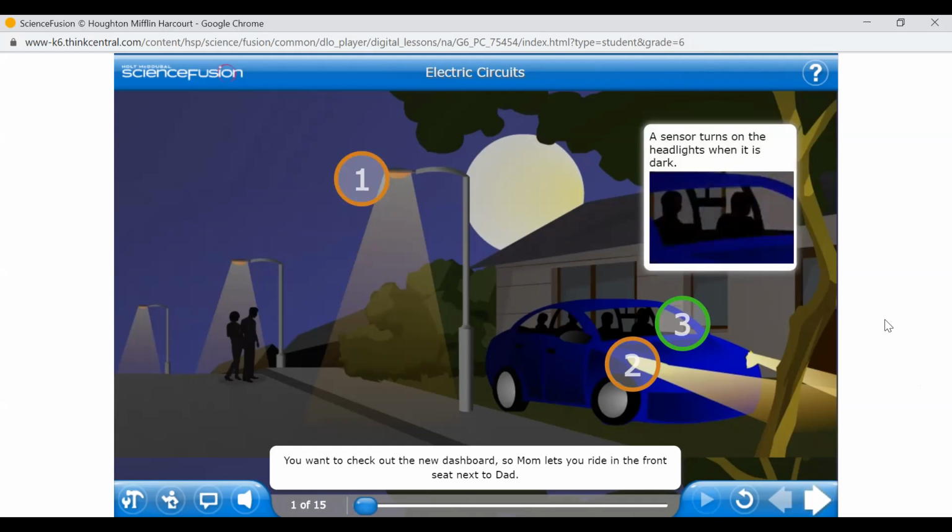You want to check out the new dashboard, so Mom lets you ride in the front seat next to Dad. You sink into your seat, ready for a comfy ride, and you watch as Dad starts the engine. The car engine revs up with an impressive roar and then settles into a nice purring sound. This is going to be a nice ride. But wait! You realize that the headlights came on as soon as Dad turned the key in the ignition. He didn't have to switch them on. How did that happen?